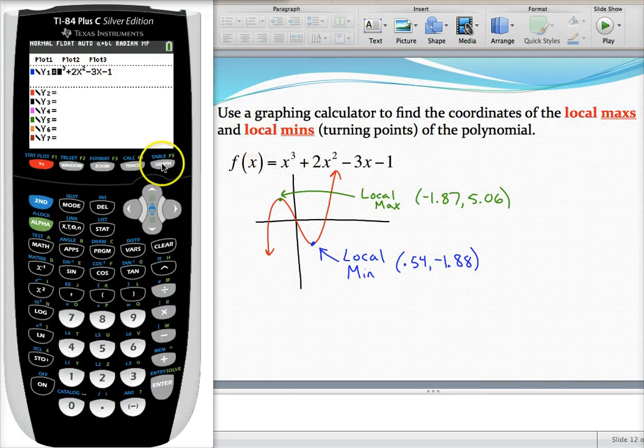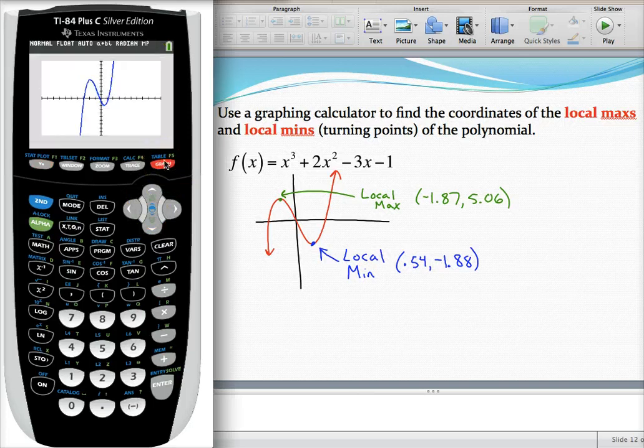So if I take a look at what my graph looks like, I sketched it there, but here's what the graph actually looks like. I can see that, yeah, it does have 2 turning points. It has a maximum, we'll call that a local maximum, and it has a minimum, a local minimum. So let's go ahead and find those actual coordinates.